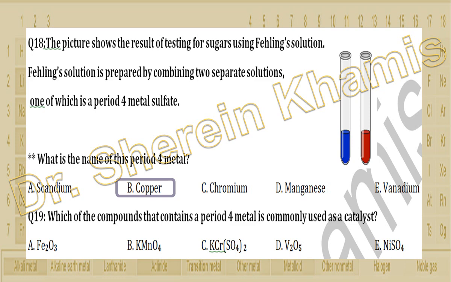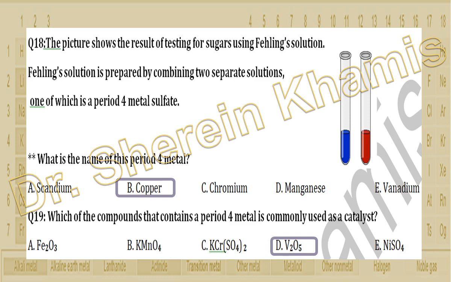We have iron(III) oxide, Fe2O3. We have potassium permanganate, KMnO4. We have potassium chromium sulfate, KCr(SO4)2, and vanadium pentoxide. And the last one, nickel sulfate, NiSO4. The most effective one as a catalyst, which we use in very high amounts in our reactions, is vanadium pentoxide. It is a very effective catalyst and we need it for many reactions.